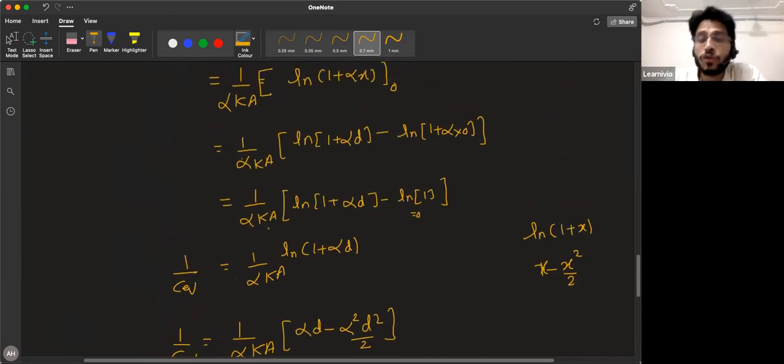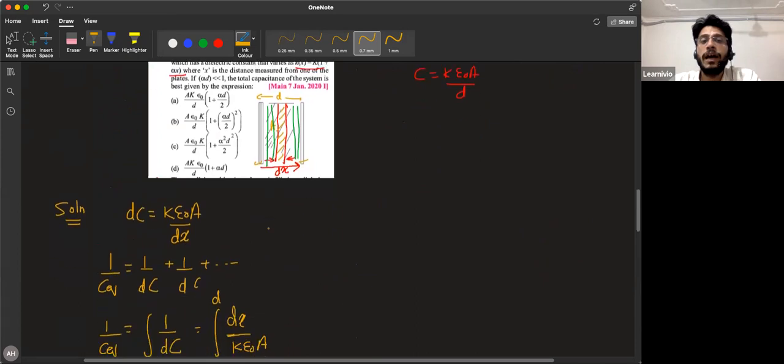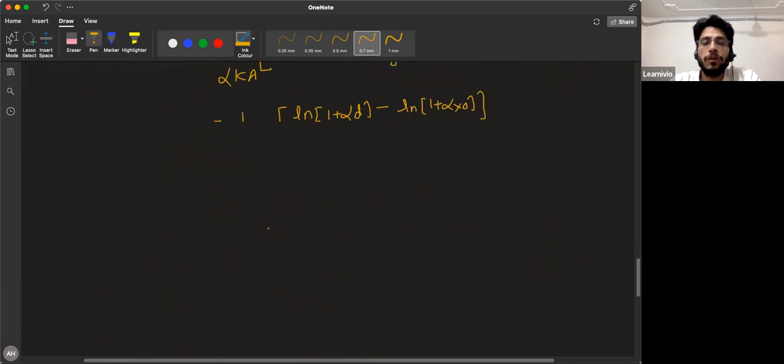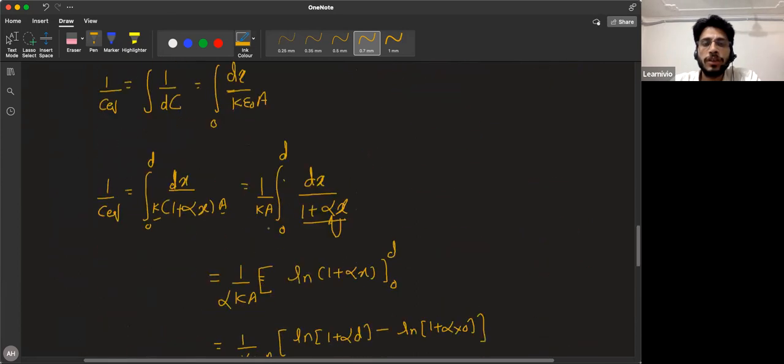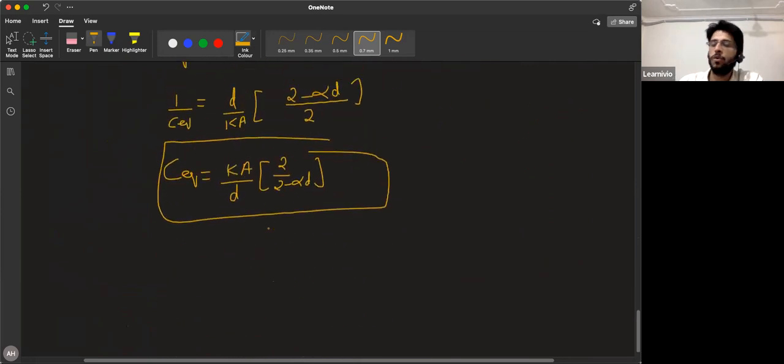So this is how we solve if you have a dielectric constant which is variable. There is still no matching option. That means you want to simplify it further. You can simplify it further.